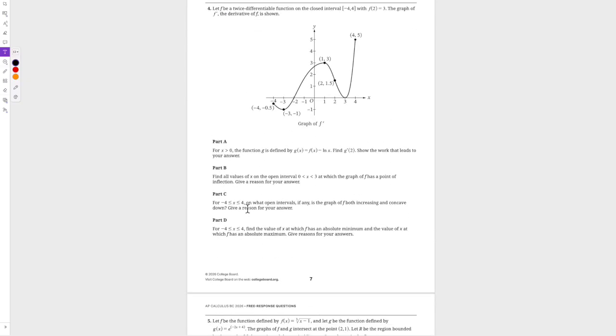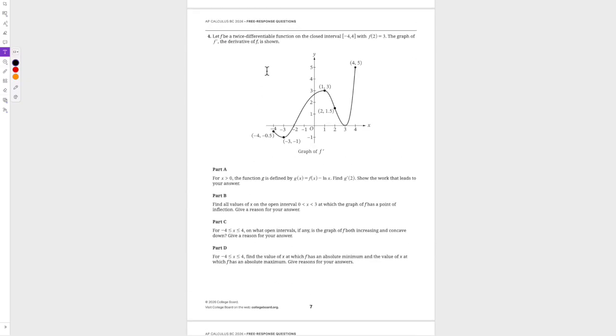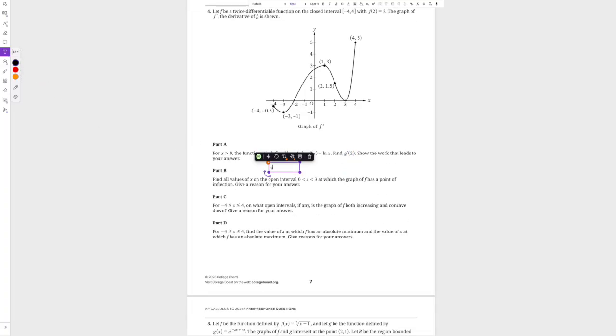On to question 4. Let f be a twice differentiable function on this closed interval, and this is the graph of f prime. So for x greater than 0, you have some function g, which is g of x equals f of x minus ln x. Find g prime of 2. Well, that's easy. To find g prime of 2, it's f prime of 2 minus, now the derivative of the natural log of x is just 1 over x, and that's just going to be 2.